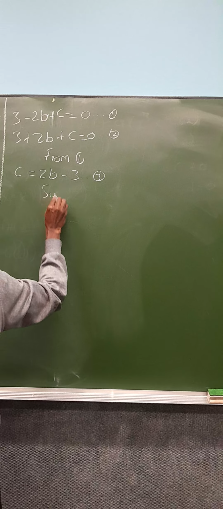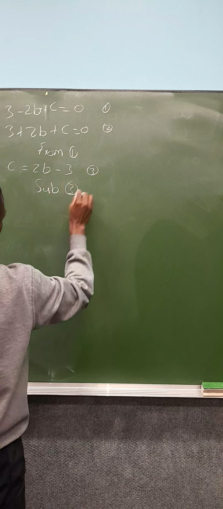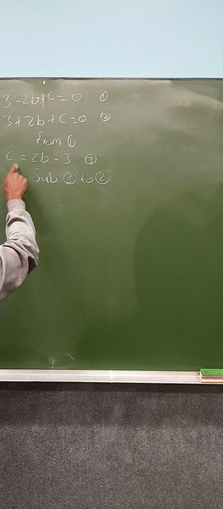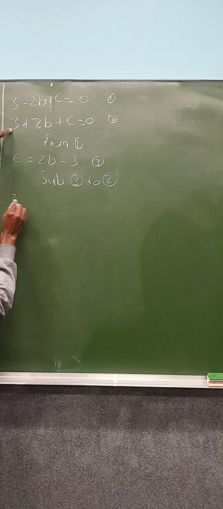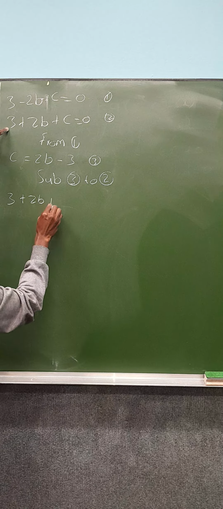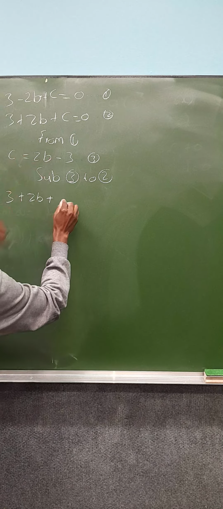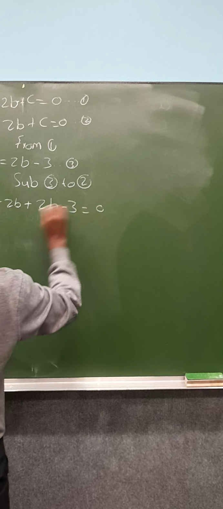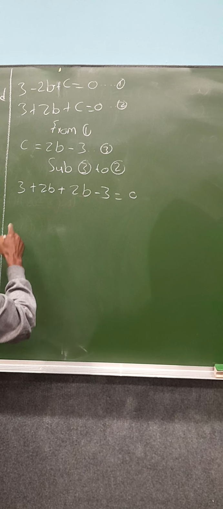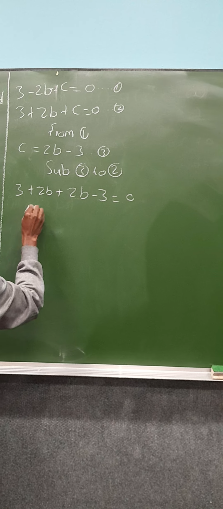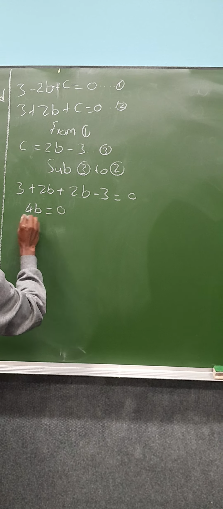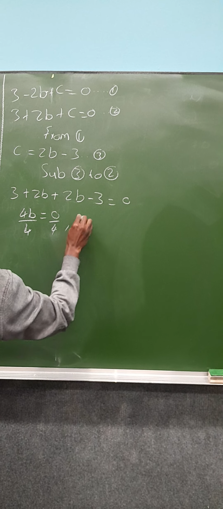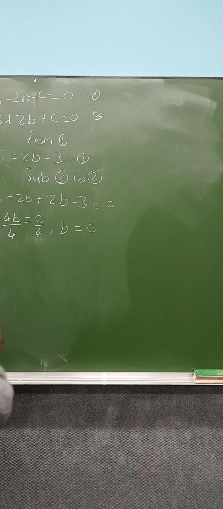Now I'm going to substitute my equation 3 back into equation 2, the one that I haven't touched. So I'm going to substitute c. I'm going to have 3 plus 2b plus, now c is 2b minus 3, equals 0. So 3 minus 3, that's a 0. 2b plus 2b, that's 4b, equals 0. Dividing both sides by 4, that means now our b is going to be 0.